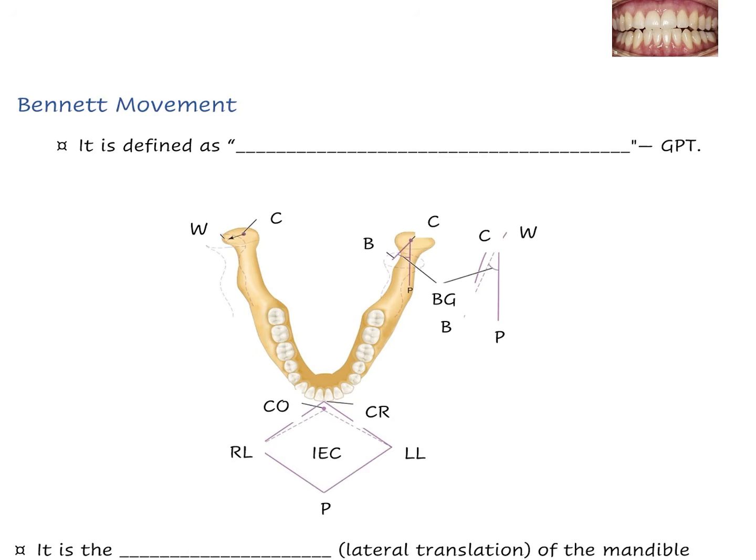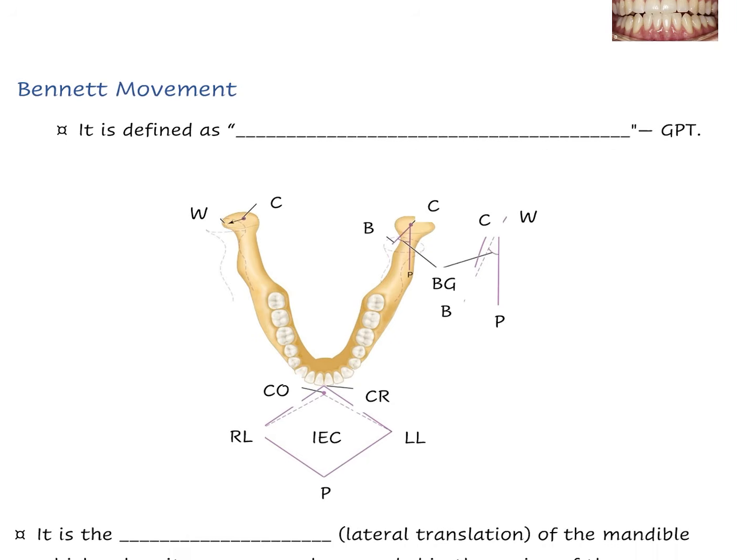Okay, so let's go through the text now. Bennett movement is nothing but the lateral movement or the lateral shift of the mandible resulting from the movement of the condyle along the lateral inclines of the mandibular fossa in lateral jaw movement. So this is your working side, this is your balancing side. So this happens on the balancing side where there is a shift of the condyle from one side to the other.